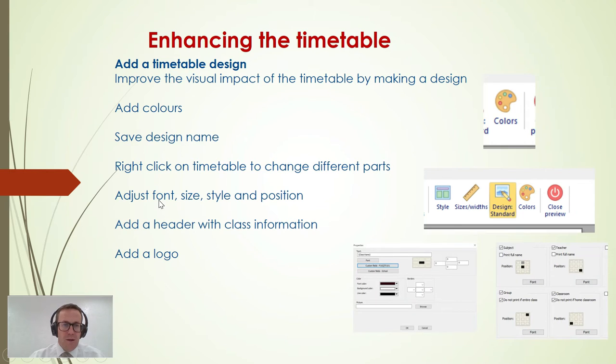But you may want to also do other design stuff. Now there's so many different things I could show you, but these are the basic things that I think make a good timetable design. First of all, you need to save the name of the design. Then you need to right click on the timetable in the different parts that you want to change. You should adjust font, size, style, position. You might want to add a header with the class information at the top, and you might want to add a logo of your school.